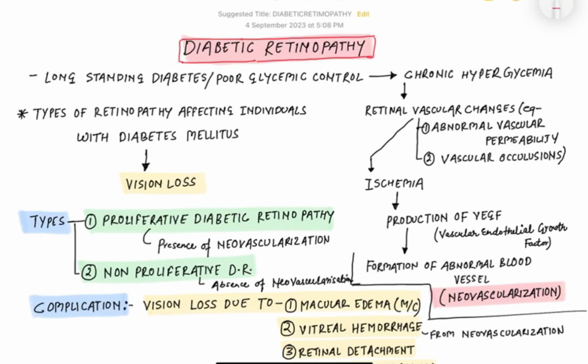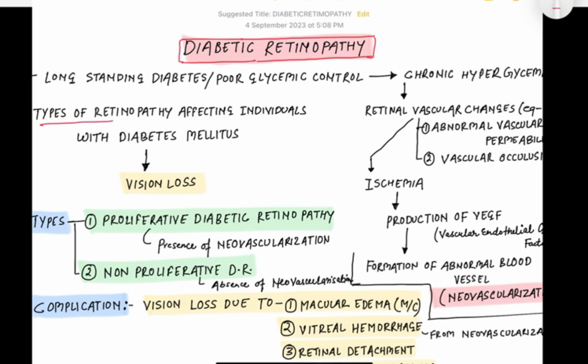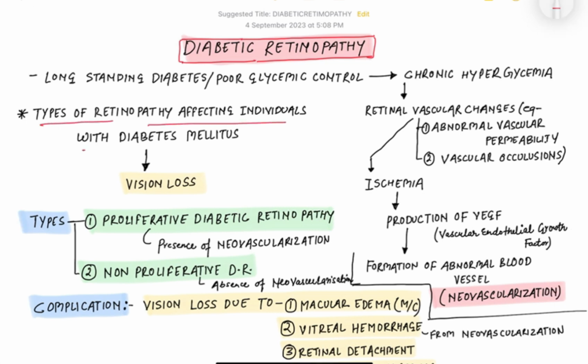Diabetic retinopathy: how diabetes affects the retina. This type of retinopathy affects individuals with diabetes mellitus and ultimately causes vision loss. In long-standing diabetes or poor glycemic control, chronic hyperglycemia causes retinal vascular changes.